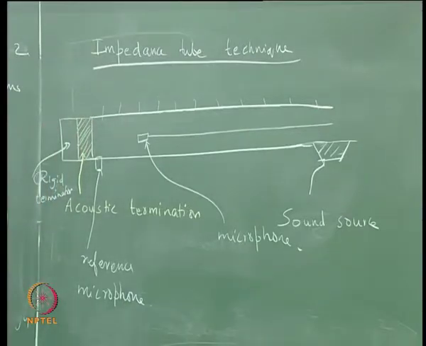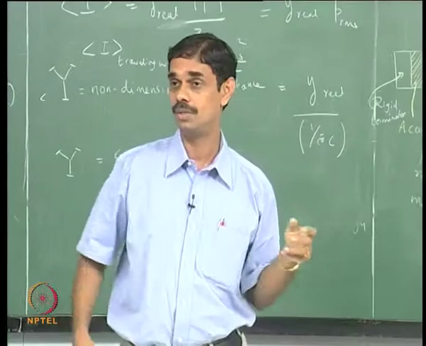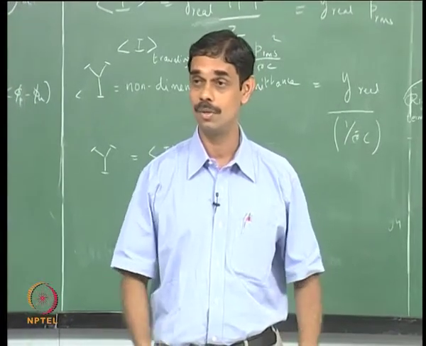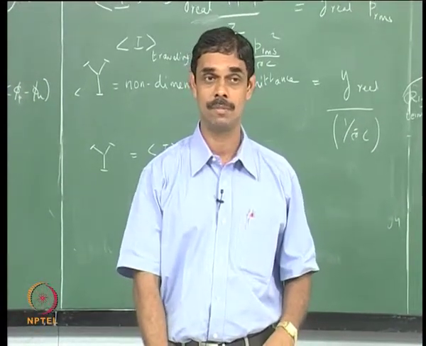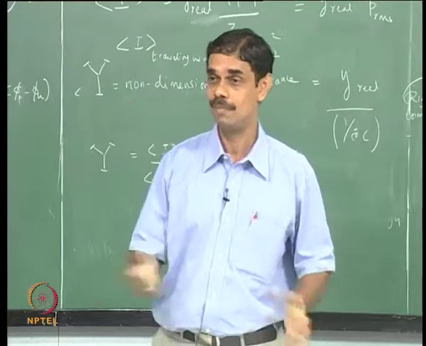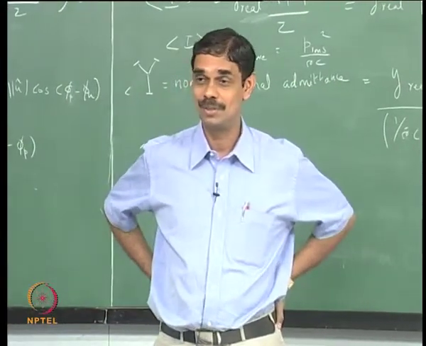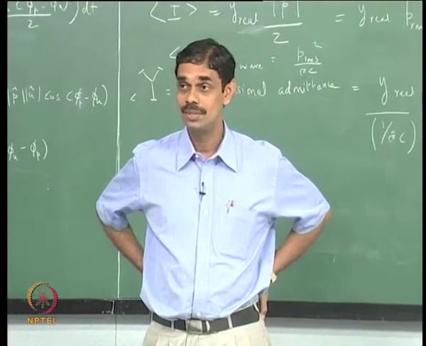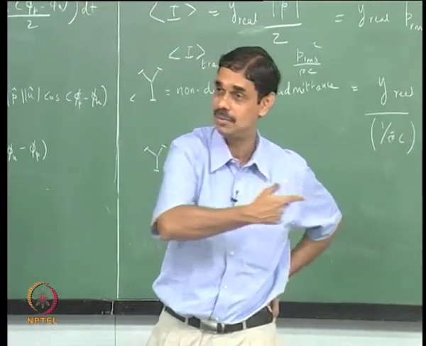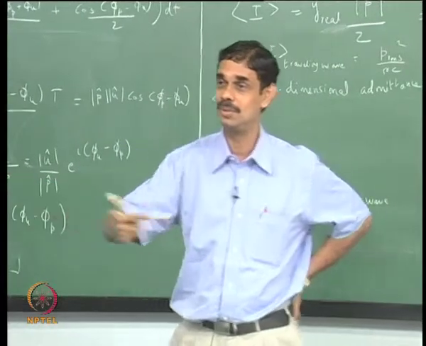For example, if you are measuring the admittance of a solid rocket motor, where you're looking at the response of a propellant, the whole propellant will be finished in something like 1 second or half a second or 0.2 seconds. So you don't have time to traverse the microphone throughout the duct.